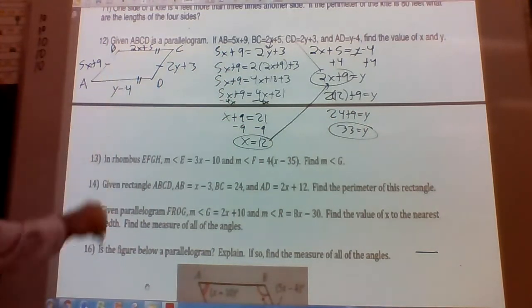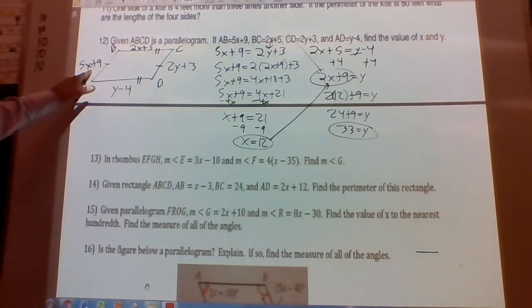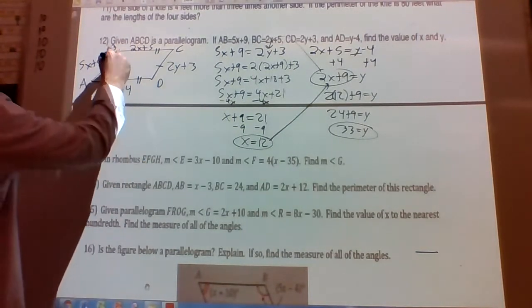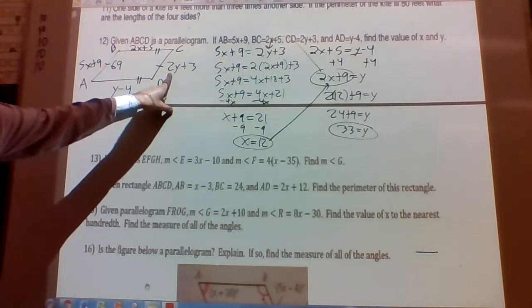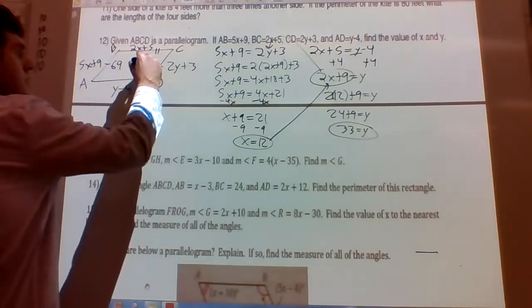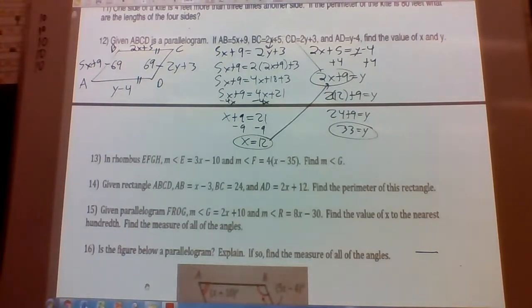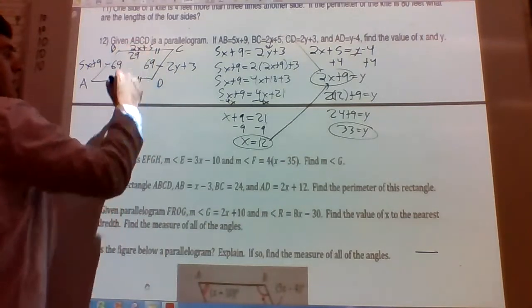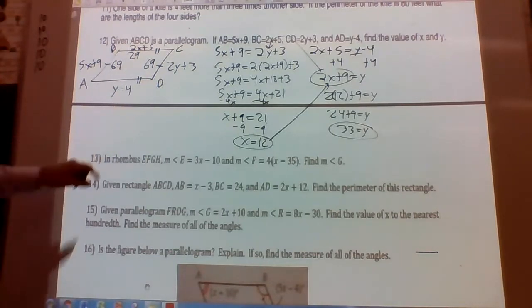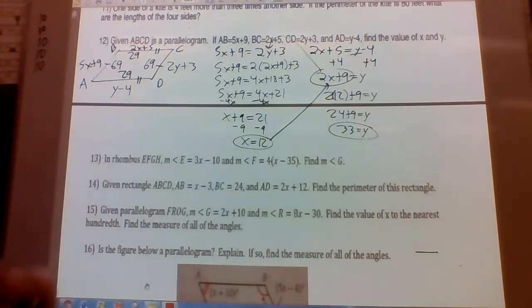If we want to check our answer to make sure it's right, we can substitute all our x's and y's back into our original diagram to see if we have the correct answers here. 5 times 12 is 60. 60 plus 9 is 69. 2 times y, so 2 times 33 is 66. 66 plus 3 is 69. 2 times 12 is 24. 24 plus 5 is 29. Y is 33, so 33 minus 4 gives us 29. So we know opposite sides are equal, so we know we have the correct answer here. X is 12 and y is 33.